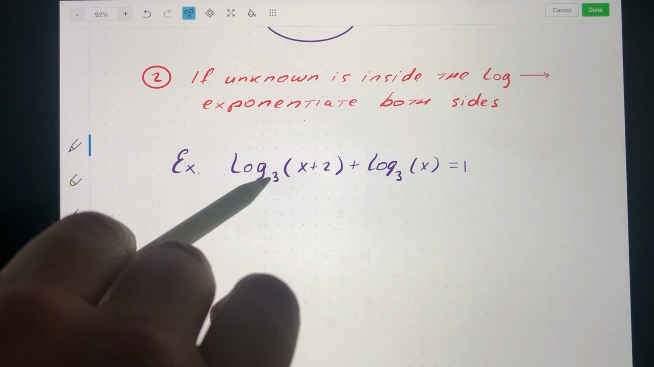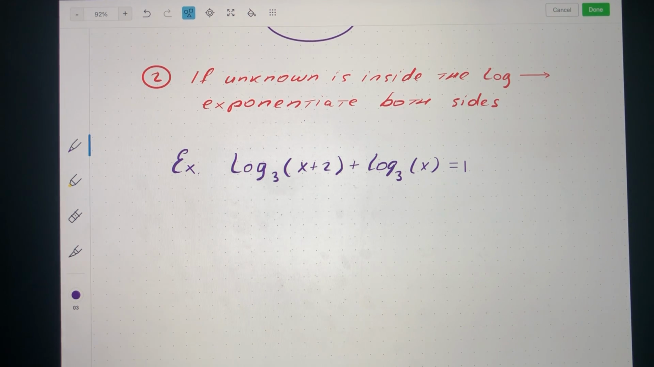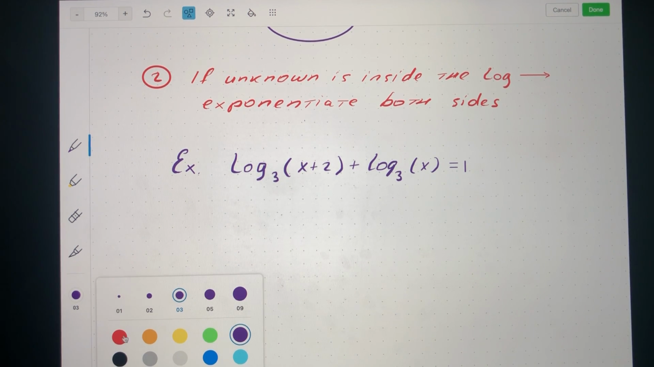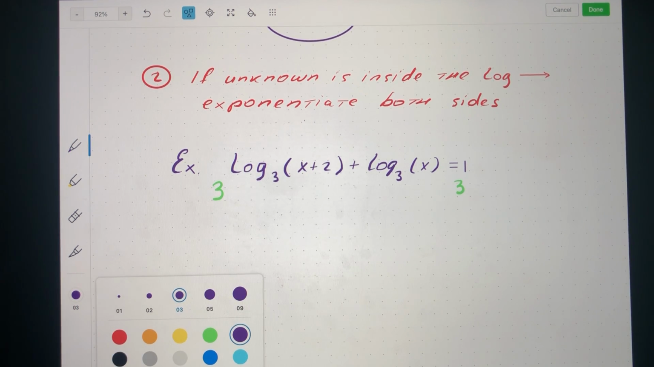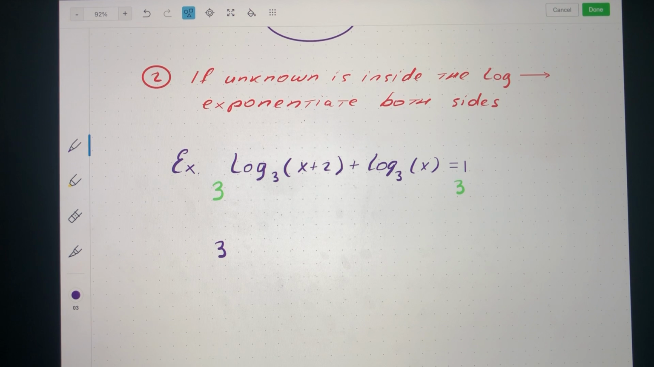Exponentiation means we turn our expression into an exponent of the same base. So if we have base 3, then when we exponentiate, we use the same base. So we use 3 and 3. What we're doing to one side, we have to do on the other side, and that makes 3 to the log base 3 of x plus 2 plus log base 3 of x is equal to 3 to the 1, which is 3.